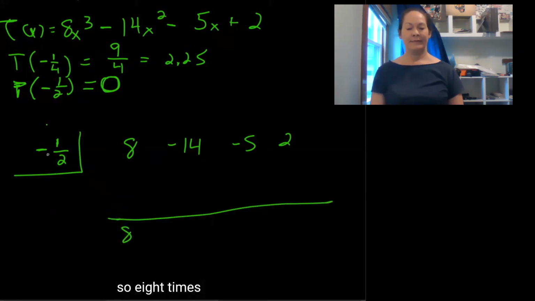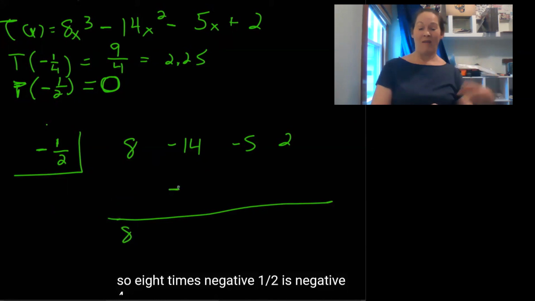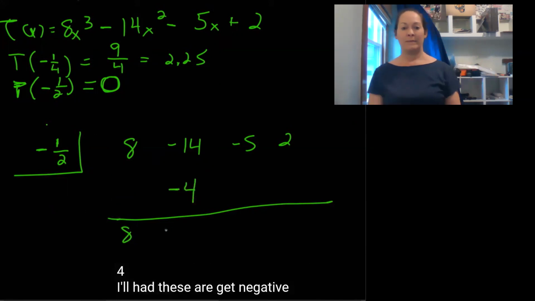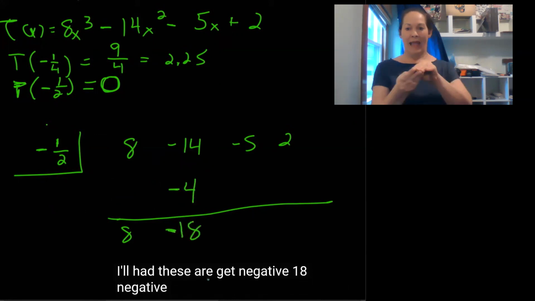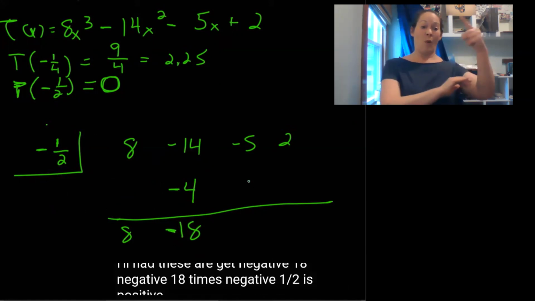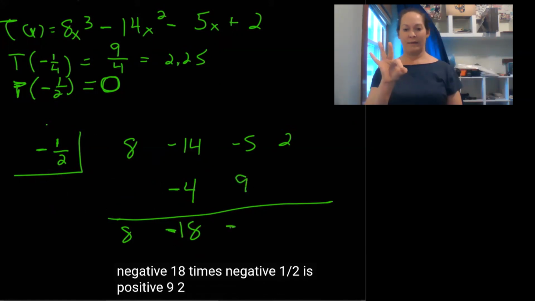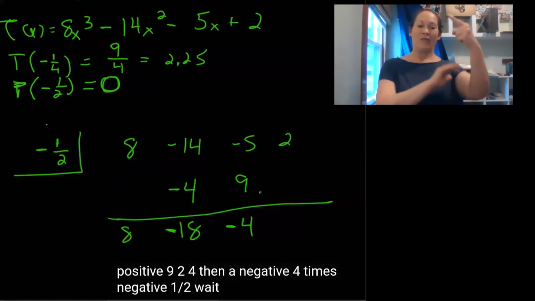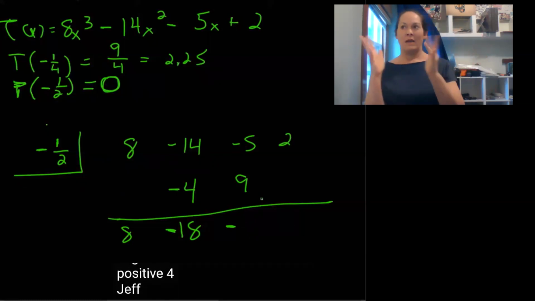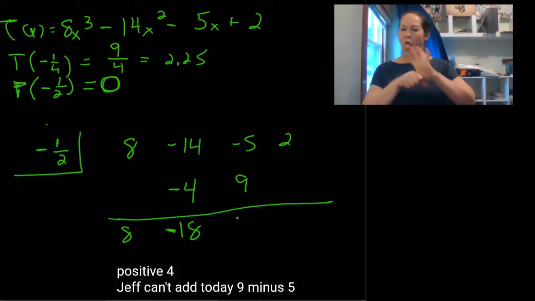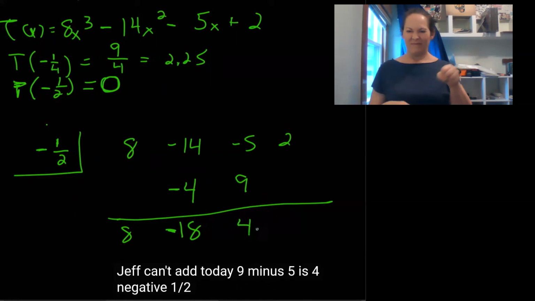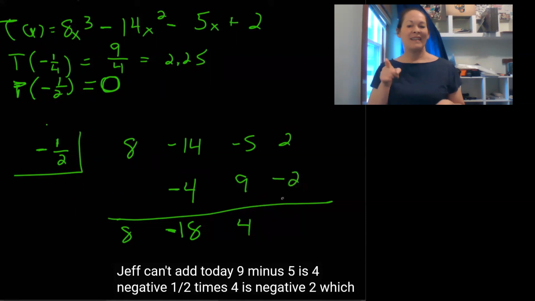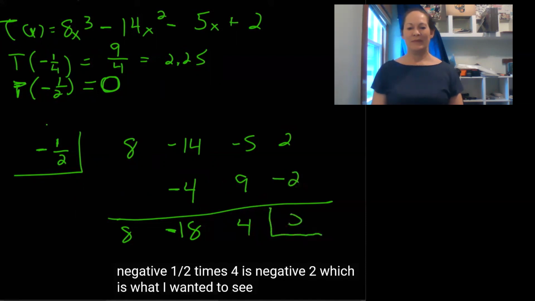So 8 times negative 1/2 is negative 4. I'll add these, I get negative 18. Negative 18 times negative 1/2 is positive 9. Get negative 4. And negative 4 times negative 1/2. Wait a minute, that's positive 4. Jeff can't add today. 9 minus 5 is 4. Negative 1/2 times 4 is negative 2, which is what I wanted to see.